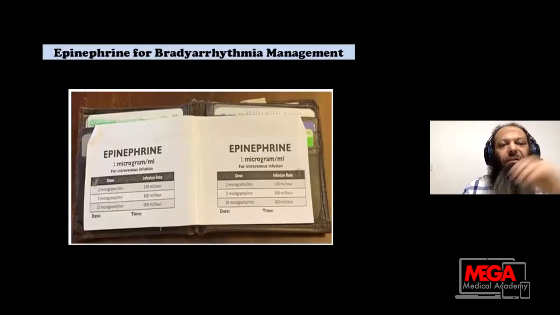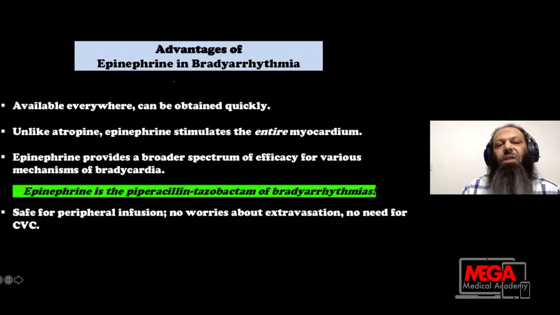What about using epinephrine for bradycardia? There are many advantages for using epinephrine in bradyarrhythmia in ICU or peri-arrest bradycardia over atropine. Usually it's available everywhere and can be obtained quickly. Unlike the atropine, the epinephrine stimulates the entire myocardium. Epinephrine provides a broader spectrum of efficacy for various mechanisms of bradycardia. I like to call epinephrine the piperacillin-tazobactam of bradycardia. It treats the gram-negatives, the gram-positives, the anaerobes. So epinephrine is wide spectrum.